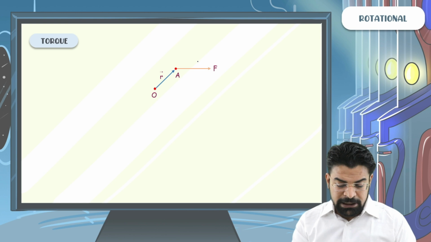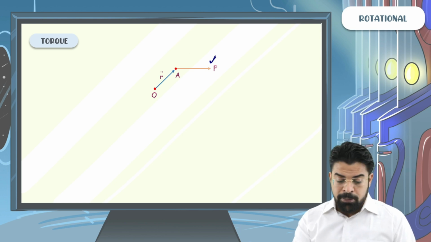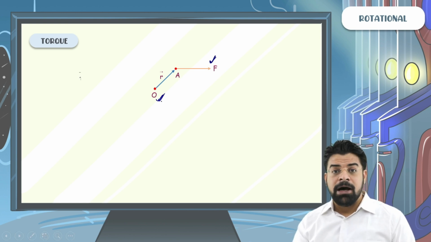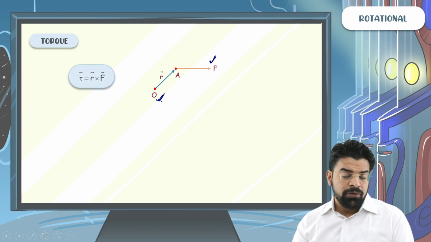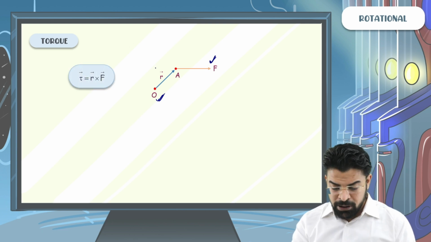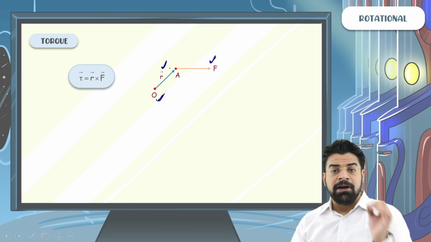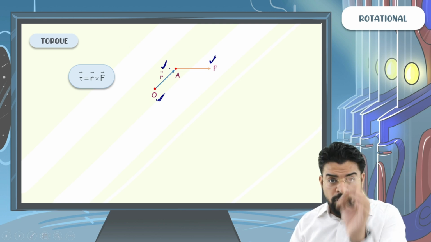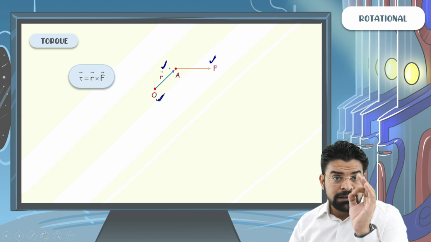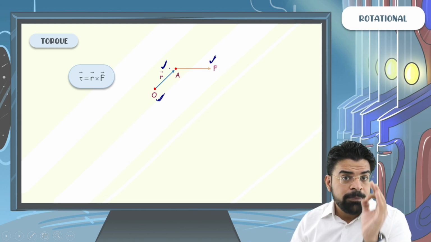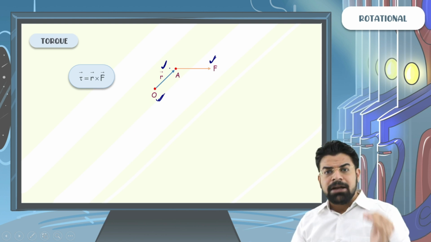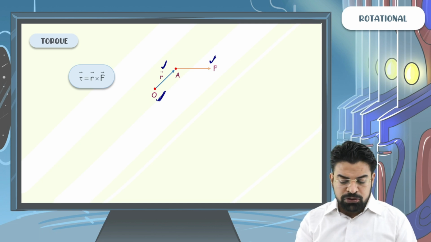So we say that the torque of a force about a point O is given by R cross F. Now you need to understand here what is R. R is the position vector of the point of application of force with respect to the point about which you wish to write the torque.